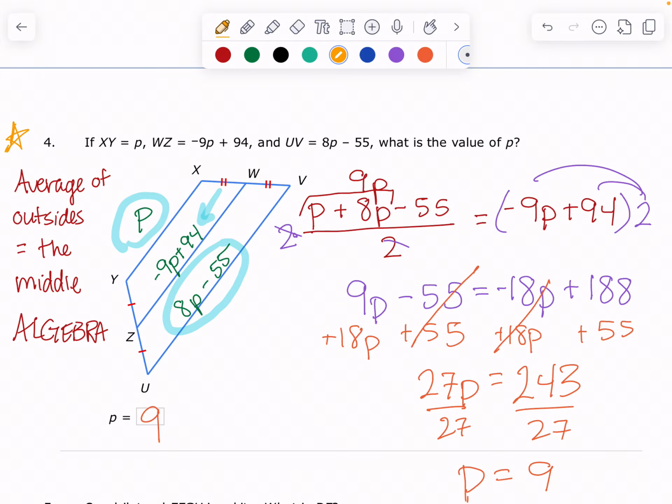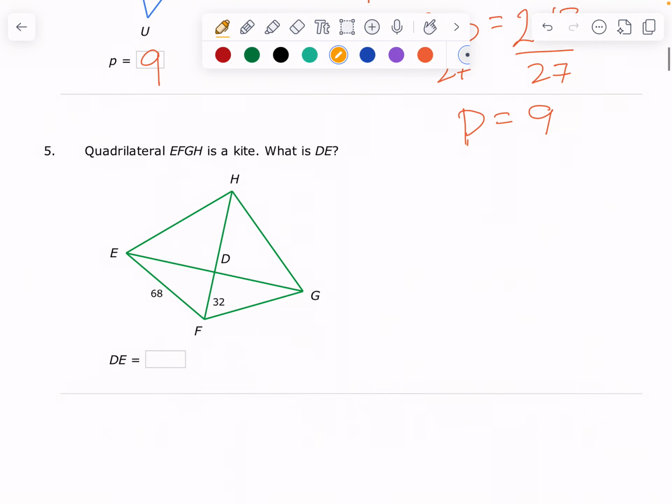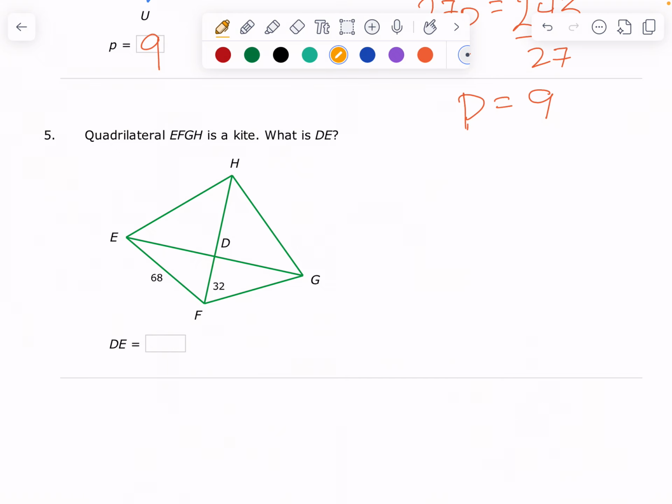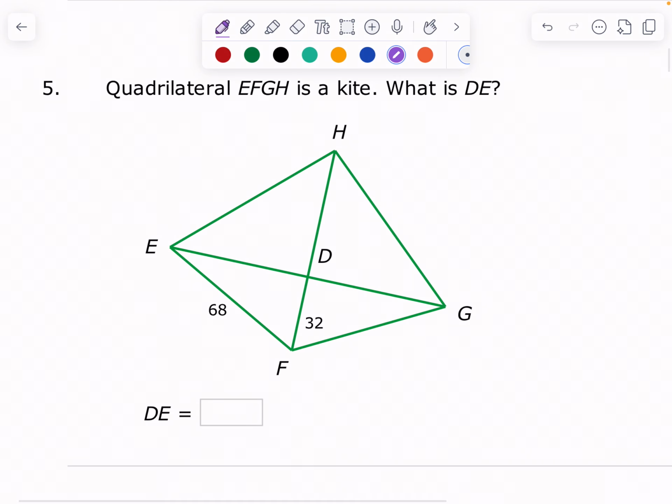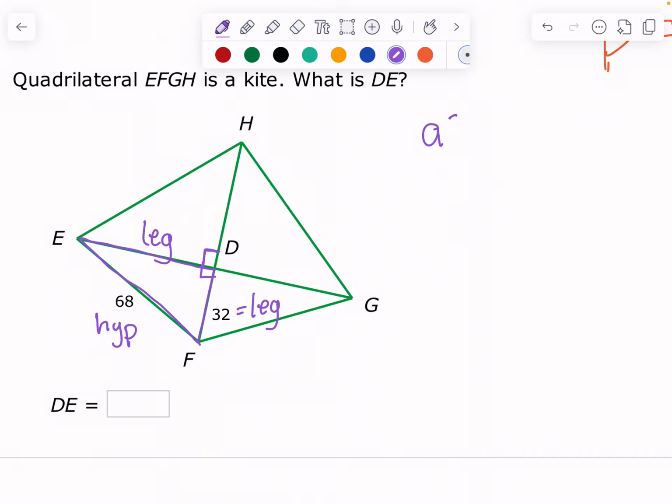Okay. Then quadrilateral EFGH is a kite. What is DE? The fact about the kite that we're going to use is that these diagonals make 90-degree angles. And we want to find DE. You'll notice there is this nice triangle that's almost all labeled for us. We have a hypotenuse, this one's a leg, so we want to find the other leg. Pretty easy. Our formula is a squared plus b squared equals c squared.